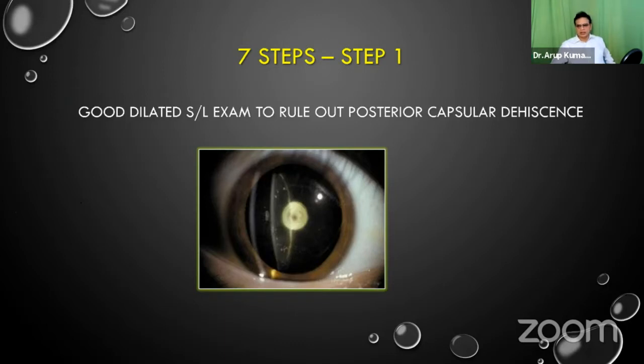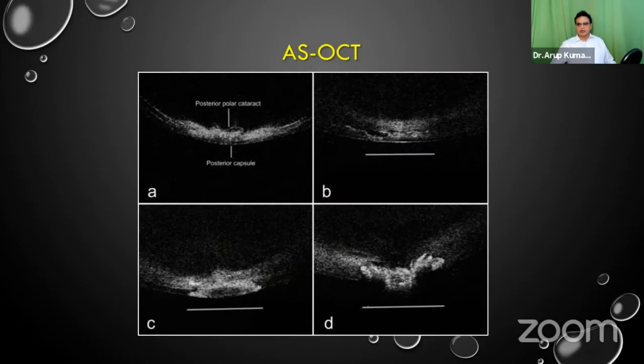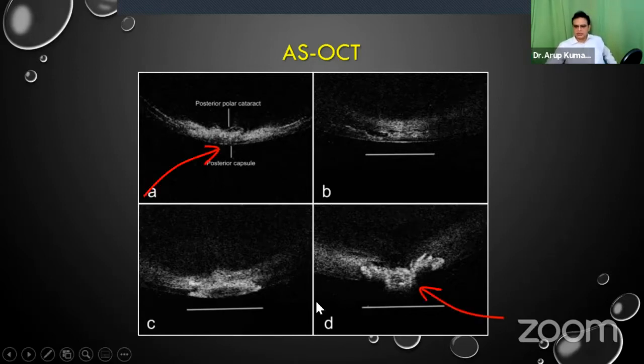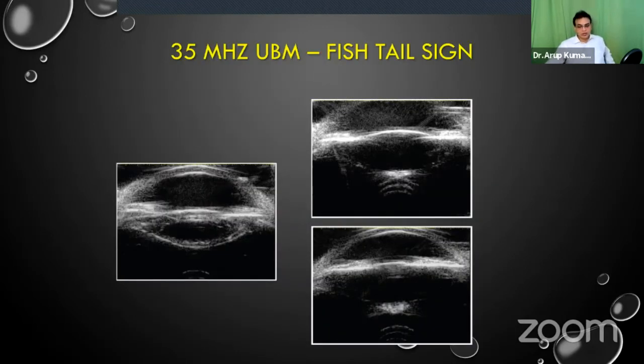So, the 7 surgical steps that I follow: the first and the most important step is a good dilated examination of the posterior capsule, and try to see beyond the posterior capsule whether there is anything extending behind it or not. If you have an anterior segment OCT, you can even go for it. It clearly shows the posterior capsule, as you can see in the first one. And if there is a posterior capsular thickening and adhesion, it will show in number C. And if there is a dehiscence, it will show as in number D. And even UBM is also very good.